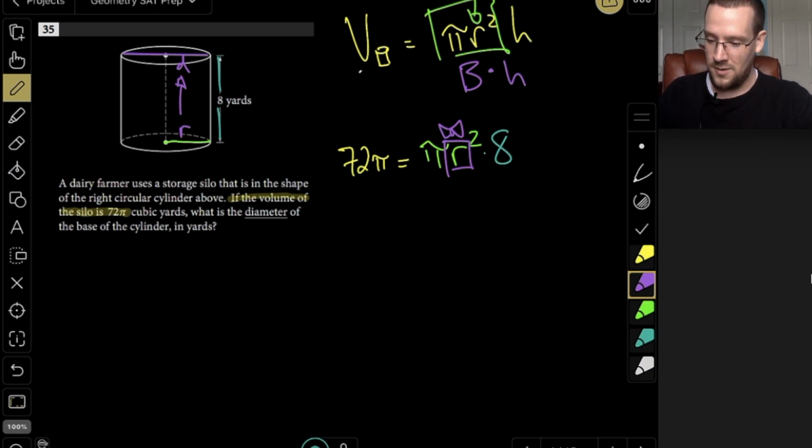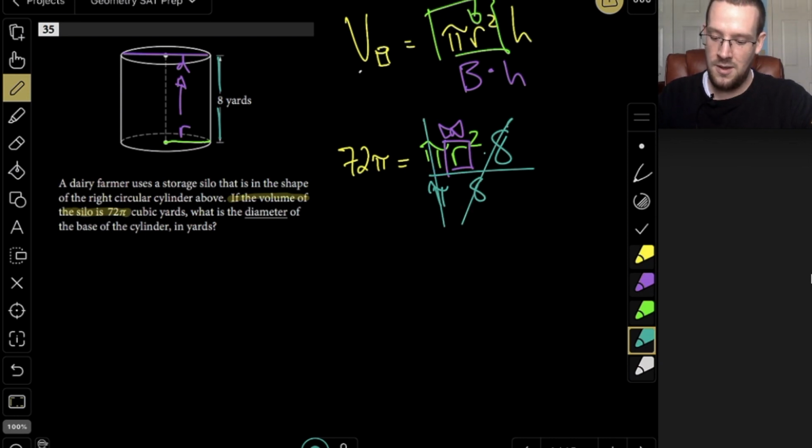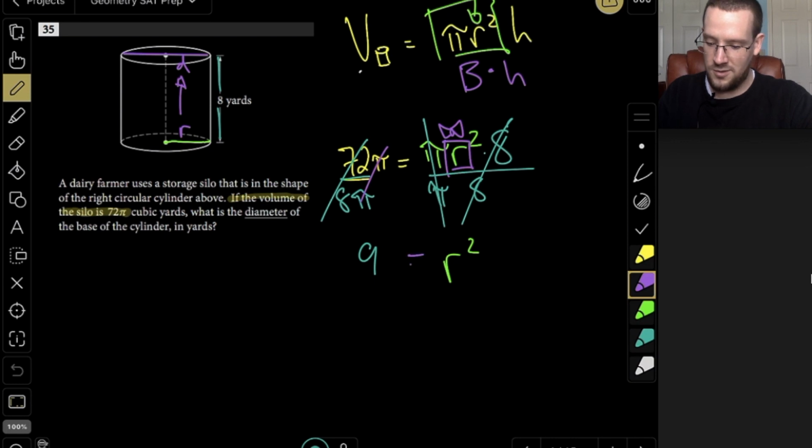All right, so here we go. What do we do with something we're looking for in algebra? We're going to divide everything else out. We're going to use inverse operations. And what we've got going on here is just a bunch of multiplication and a little bit of squared. So first thing I'm going to do is divide by pi and divide by 8, because 8 divided by 8 is 1, pi divided by pi is 1, and that means that on the right I'm left with just r squared. 72 divided by 8 is 9, pi divided by pi is 1, so we're left with r squared is equal to 9.